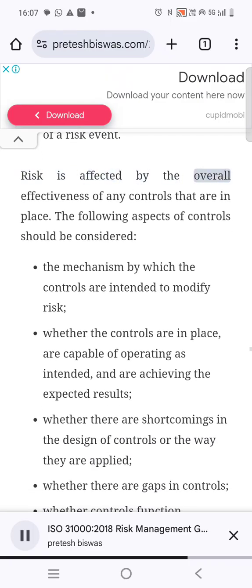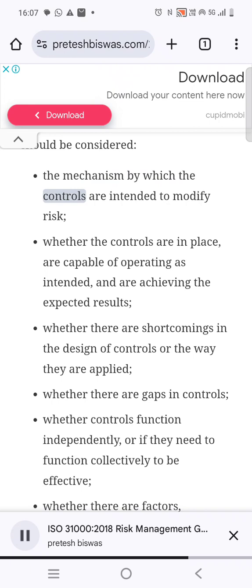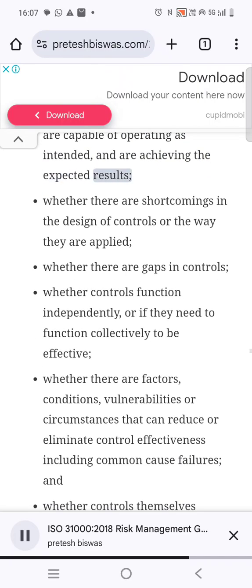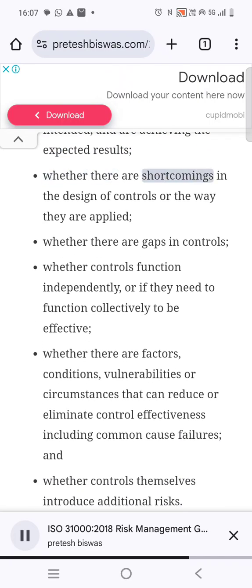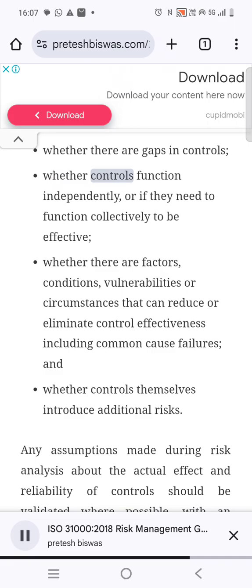Risk is affected by the overall effectiveness of any controls that are in place. The following aspects of controls should be considered. The mechanism by which the controls are intended to modify risk. Whether the controls are in place, are capable of operating as intended, and are achieving the expected results. Whether there are shortcomings in the design of controls or the way they are applied. Whether there are gaps in controls. Whether controls function independently, or if they need to function collectively to be effective.